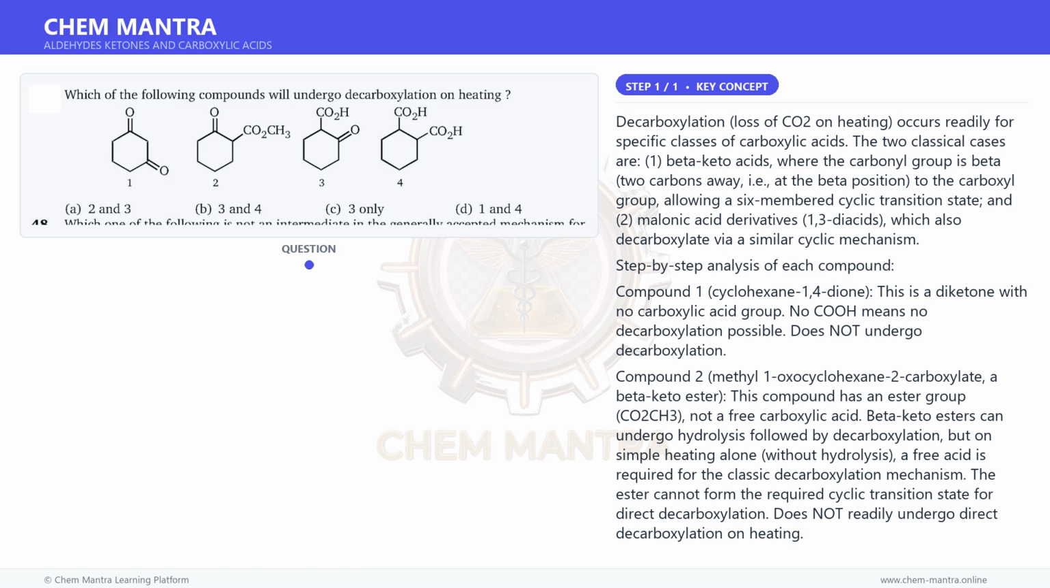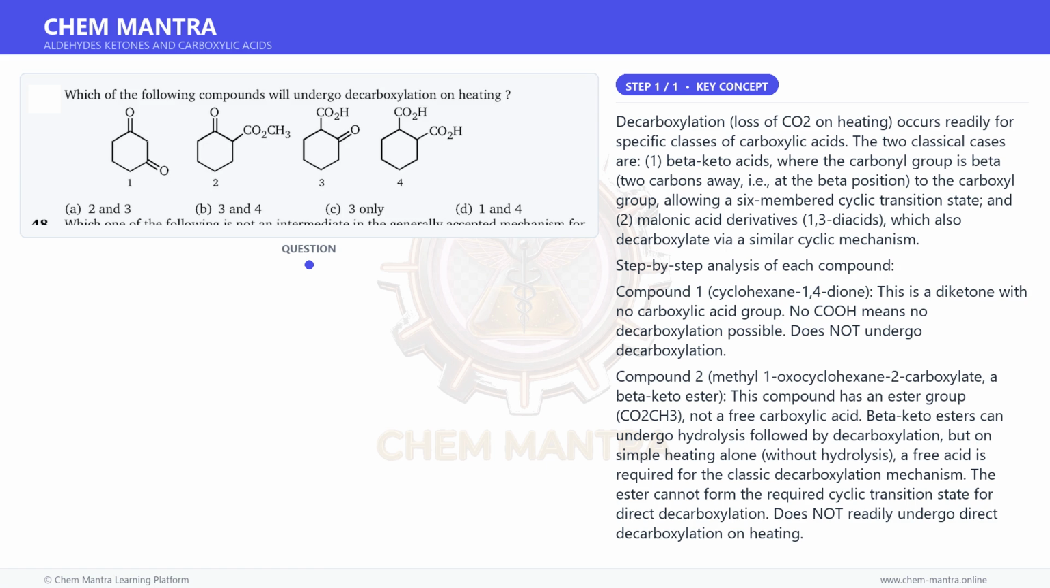Compound 4, cyclohexane-1,2-dicarboxylic acid. This is an ortho 1,2-diacid, a phthalic acid analog on cyclohexane. Malonic acid, a 1,3-diacid, decarboxylates, but a 1,2-diacid, a succinic acid analog, does not readily decarboxylate. Instead it tends to form a cyclic anhydride on heating. This is not a beta-keto acid or a malonic type diacid. Does not undergo decarboxylation.